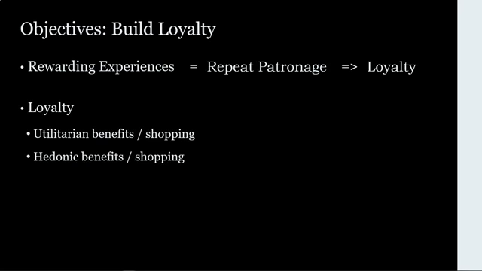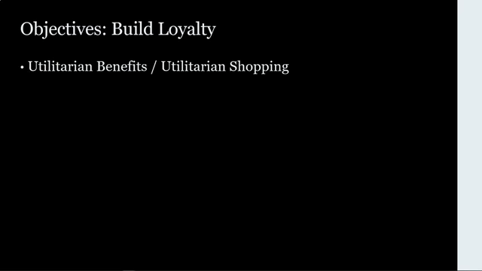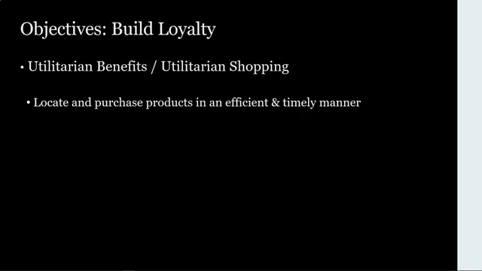Loyalty can be developed through 2 different types of benefits or forms of shopping. One is utilitarian, and the other is hedonic. We've talked about both utilitarian and hedonic benefits or forms of shopping in Chapter 4. In terms of building loyalty through utilitarian benefits, retailers need to allow customers to locate and purchase their products in an efficient and timely manner with minimal stress.